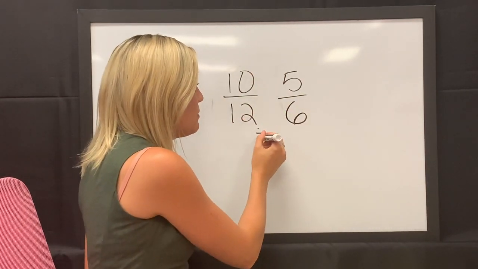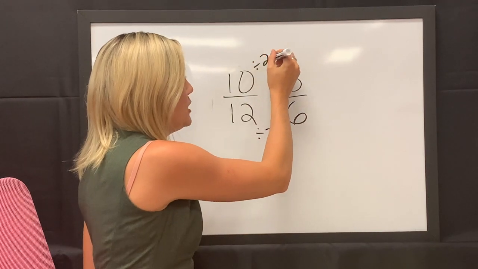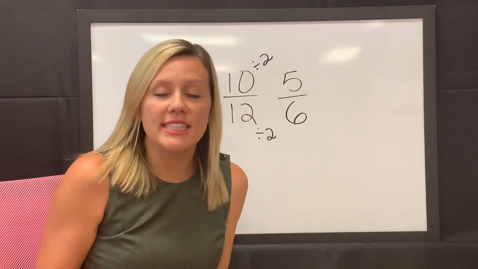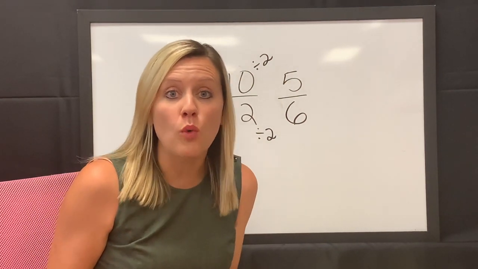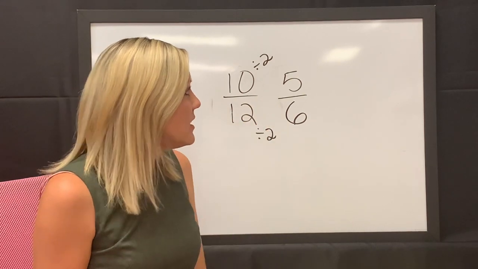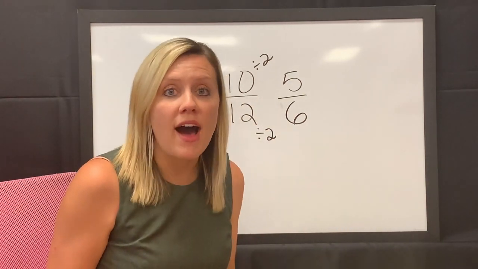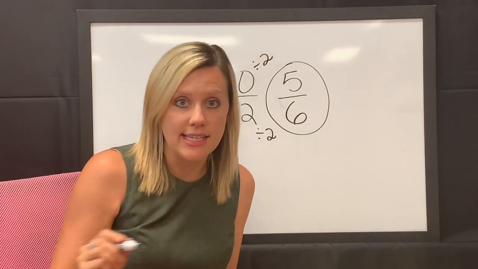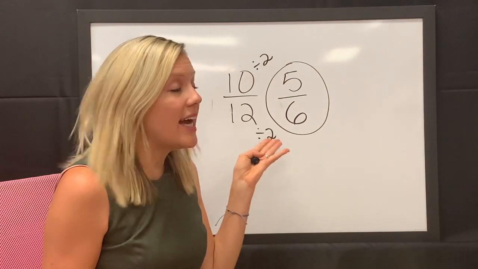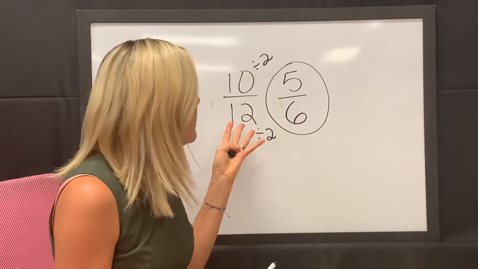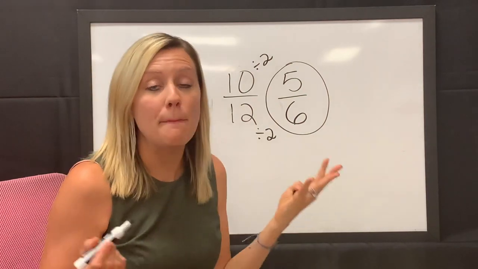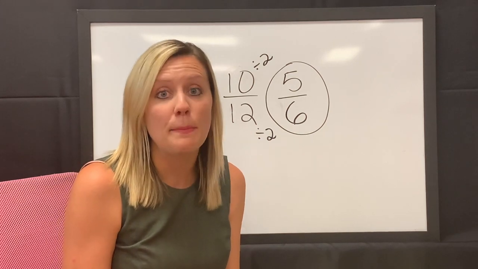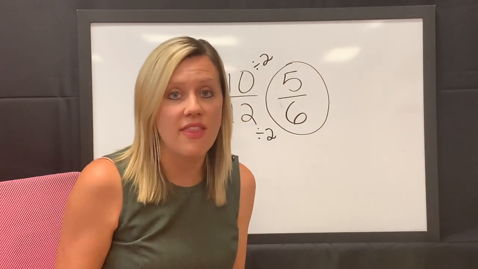So I took both of these numbers and I divided them by 2 or cut them in half. Now, I'm going to ask myself, is there any other number besides 1 that goes into both 5 and 6? And there's not. So 5 and 6 is going to be my reduced answer, 5/6. So when I did this, I didn't change the value of 10/12. 10/12 and 5/6 mean the same exact thing. This one is just split into less pieces and it's simplified, and that's our goal.